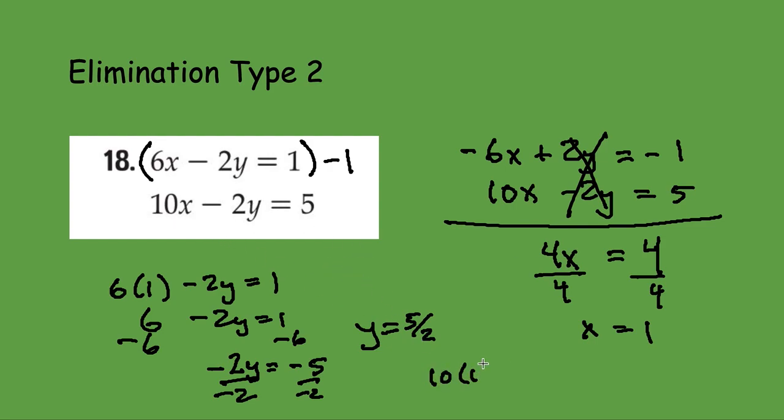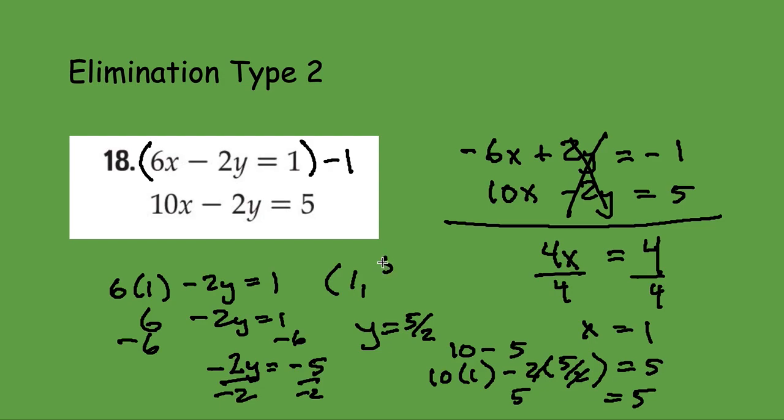So you have 10 times 1 minus 2 times 5/2 equals 5. Well, 2 times 5/2, your 2's cancel, and you wind up with 10 minus 5. And 10 minus 5, guess what, is 5. And 5 equals 5. So we like that. So even though it looked ugly, that's it. So you have the solution 1, 5/2. So 1 and 2.5. Again, I like to stick with the fractions because the fractions are more precise. And they're actually easier to work with than decimals once you get comfortable with them.